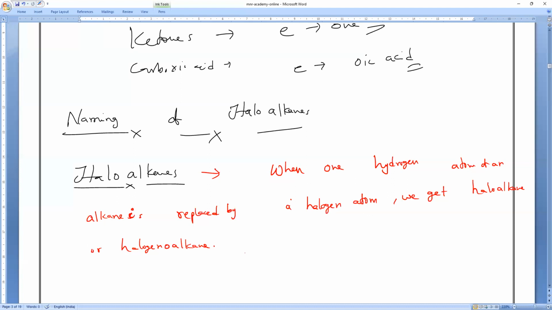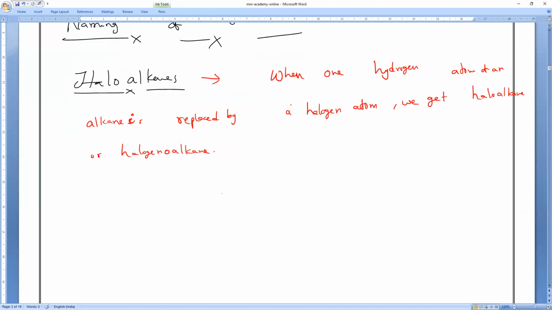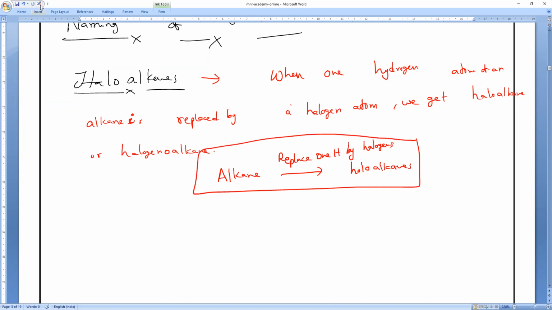So what will happen, everybody? Alkane, please remember, we are going to replace how many hydrogens? Replace one hydrogen by halogens. Then we are going to get haloalkanes. That is the standard formula of haloalkanes: alkane, replace one hydrogen by halogens, and they turn into haloalkanes. Are you clear, everybody, what I'm saying?